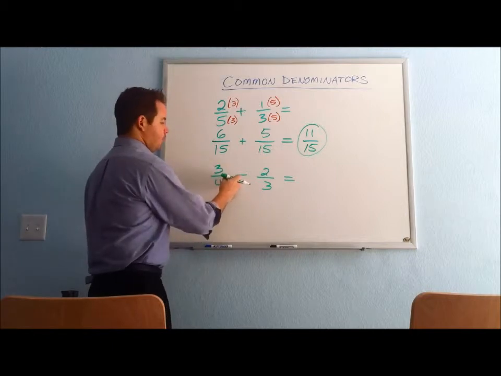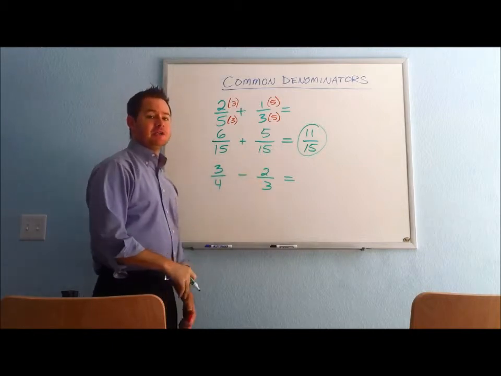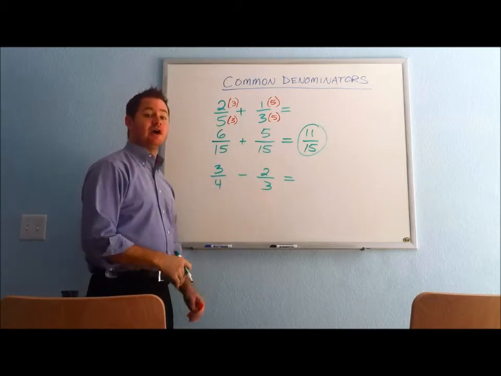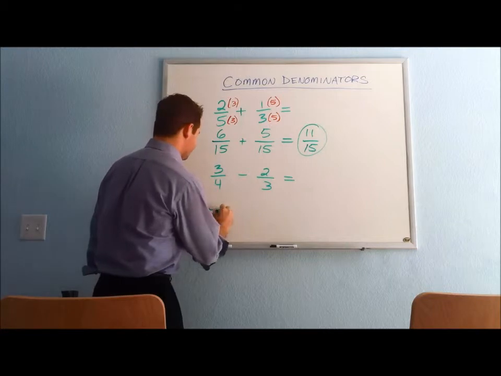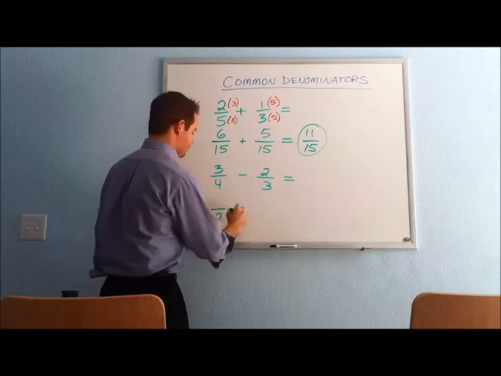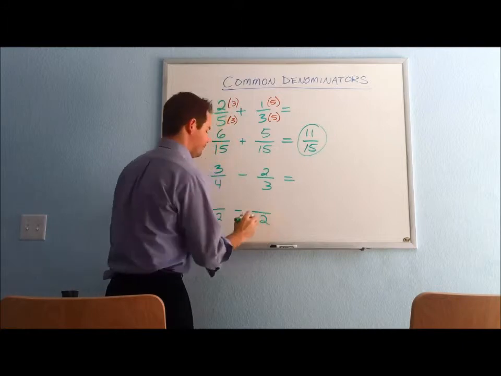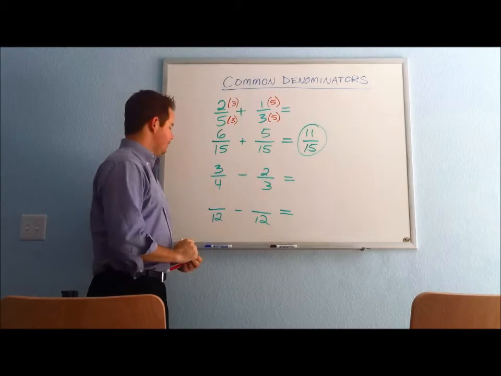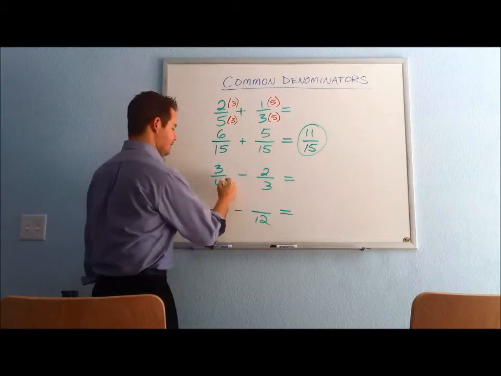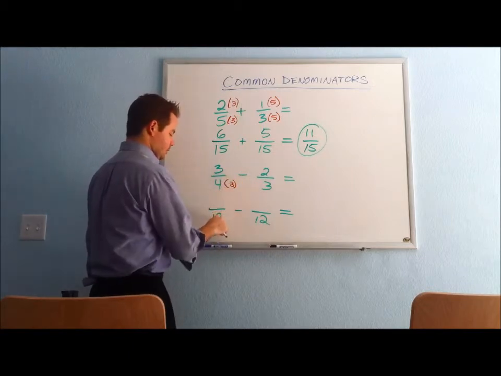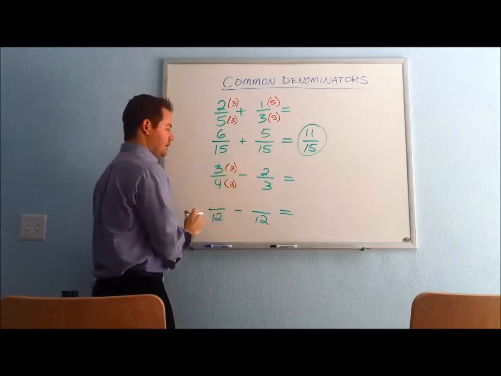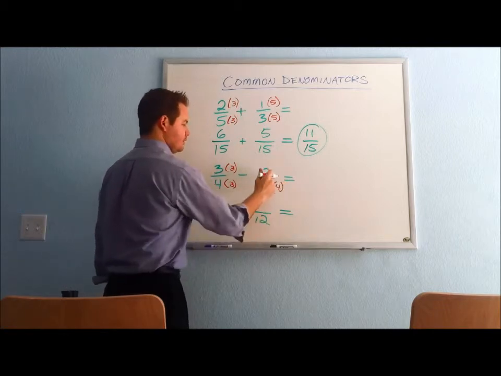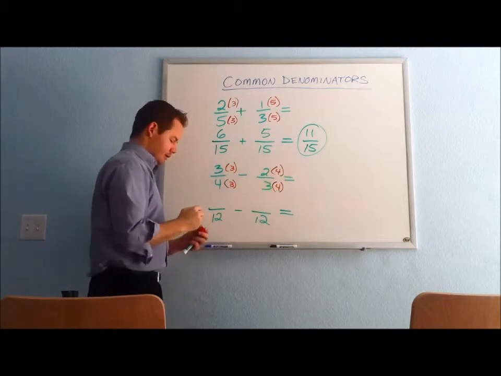So here we have 3 over 4 minus 2 over 3. And to find a common denominator, our first step here is to multiply these two denominators times each other. 4 times 3 gives us 12. So we'll have a common denominator of 12. And then, if we take a look, this fraction we had to multiply times 3 to get 12. So we multiplied times 3 on top. And this fraction we had to multiply times 4 to get 12. So we multiplied times 4 on top.